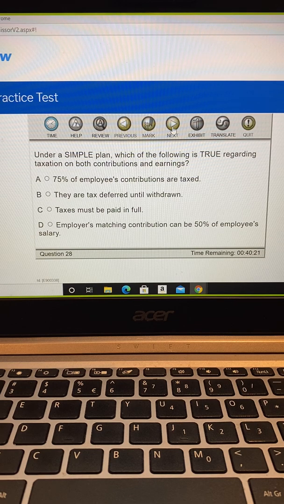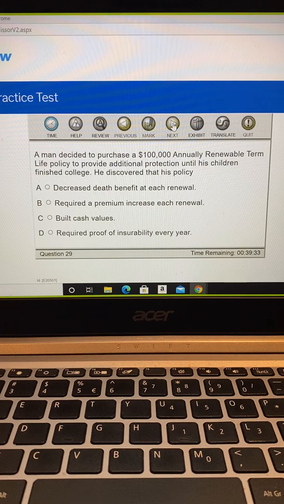Under a SIMPLE plan, which of the following is true regarding taxation on both contributions and earnings? Is it A? I think from that workbook it's C, but I think from the class they said SIMPLE plan. The answer is B. Yeah, I knew it wasn't taxed at all. It's tax deferred until you withdraw it, just like a 401k or an IRA or money in an annuity. Just as long as it's in the account, you don't pay no taxes on it. You only pay taxes when you withdraw it.